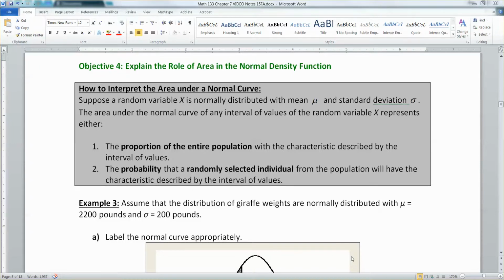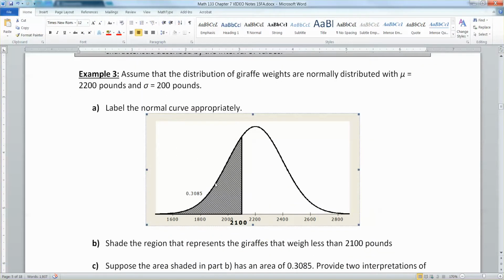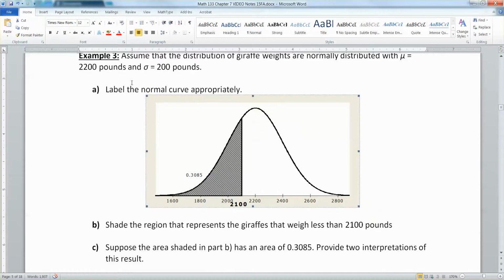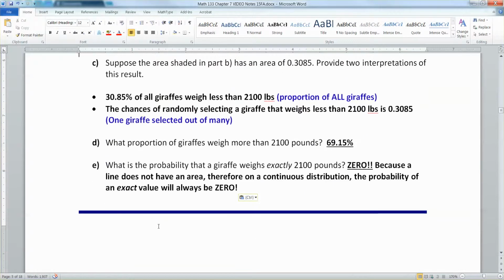In section 7.1, we learned how to interpret the area under a normal curve as both a proportion and a probability. So remember, we had this problem where we had the giraffes, 2100 was at this vertical line over here, and then the area to the left was 0.3085. And then the question becomes, how do we find that 0.3085? I gave it to you in section 7.1, but there must be a way to find that area, to find that probability. And the answer is there is.